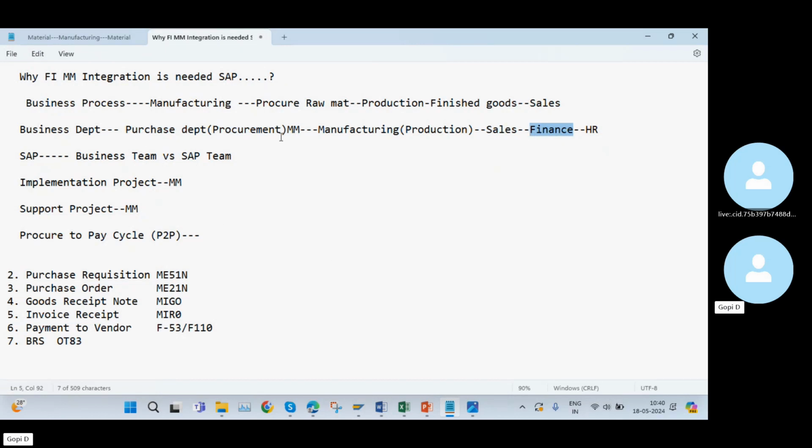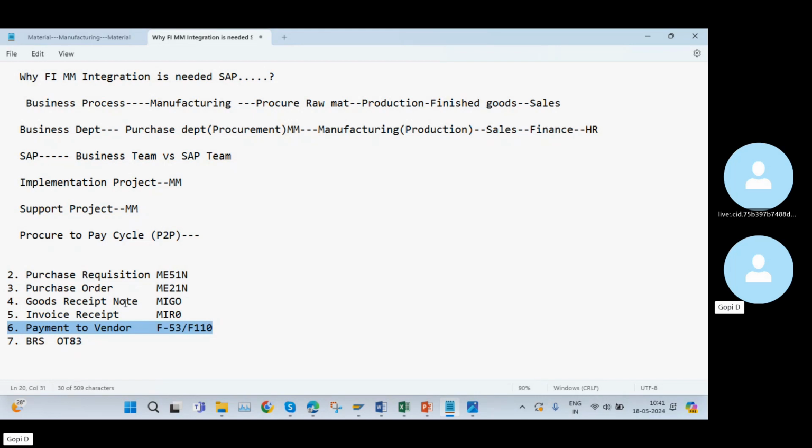Why? Because here the procurement things are all taken care of by the procurement department, but the final payment is made by the finance department. It means before the finance department makes the payment, they cross check whether the procurement is correct or not.